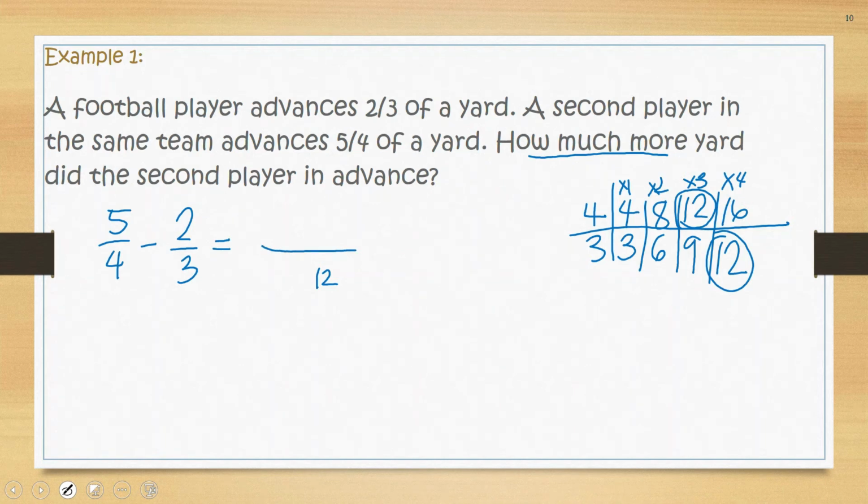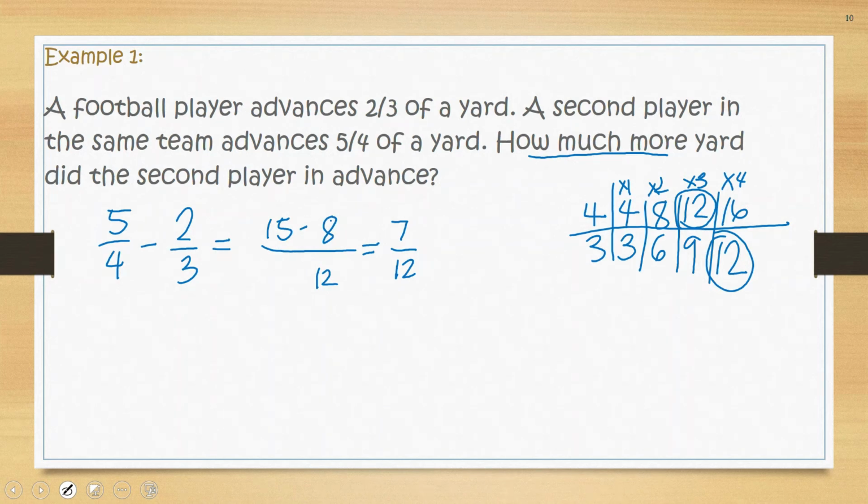So let's get the equivalent fraction. So 12 divided by 4 is equals to 3 times 5 is equals to 15 minus 12 divided by 3 is equals to 4 times 2 is equals to 8. And then let's perform subtraction. So 15 minus 8 is equals to 7 and copy the denominator which is 12. So since naka-lowest terms na ito, that means ito na yung final answer natin.